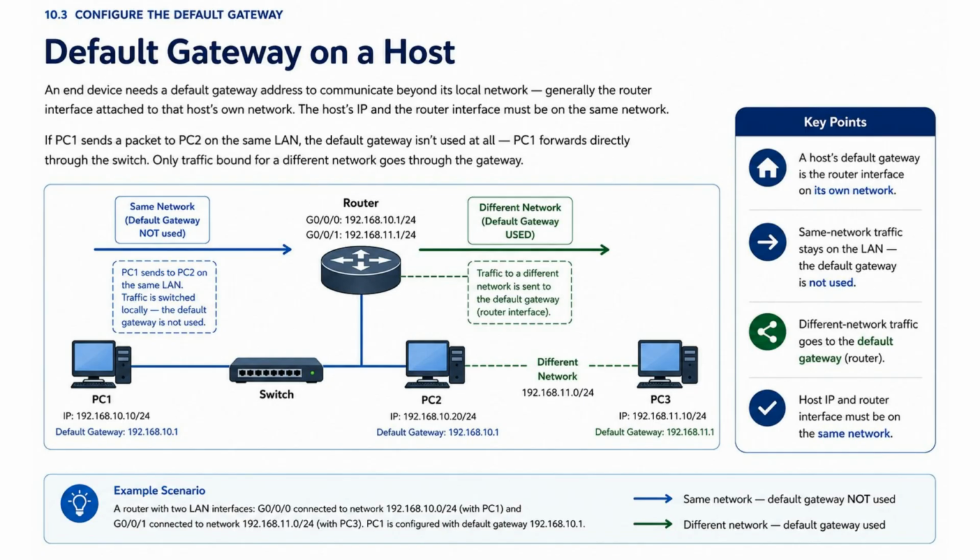An end device needs a default gateway to reach anything beyond its own local network, but only for that purpose. Key point on screen. If PC1 sends to PC2 on the same LAN, the default gateway is never used at all. Traffic goes straight through the switch. The gateway only comes into play for traffic bound for a different network, shown in the diagram's contrast between same network and different network paths.